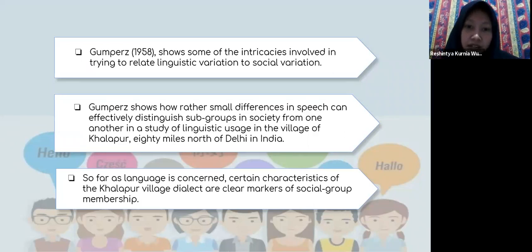Gumperz in 1958 saw some of the intricacies involved in trying to relate linguistic variations to social variation and showed how rather small differences in speech can effectively distinguish subgroups in society from one another, in a study of linguistic usage in the village of Kalapur, 80 miles north of Delhi in India. And so far as language is concerned, certain characteristics of the Kalapur village dialect are clear marks of social group membership.